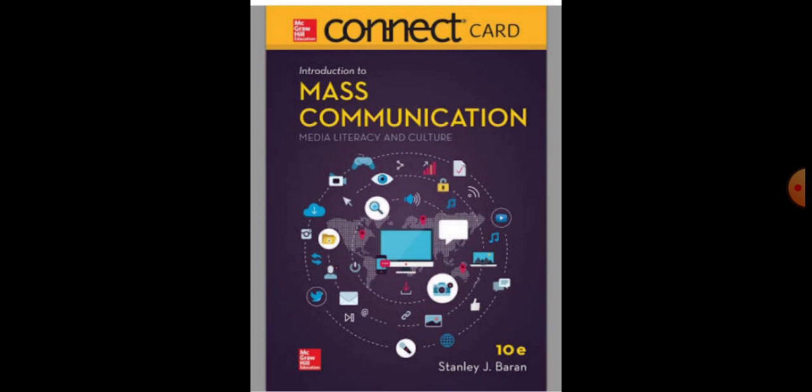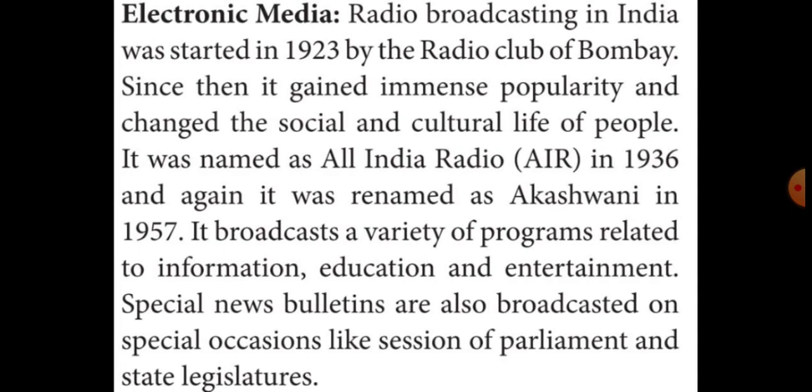First of all, I am going to explain electronic media. Radio, television and internet are electronic media. Very good. Listen very carefully, students. Now I am going to explain one by one. The first one is radio. It is broadcasting in India. Radio broadcasting was started in the year 1923 by the Radio Club of Bombay.